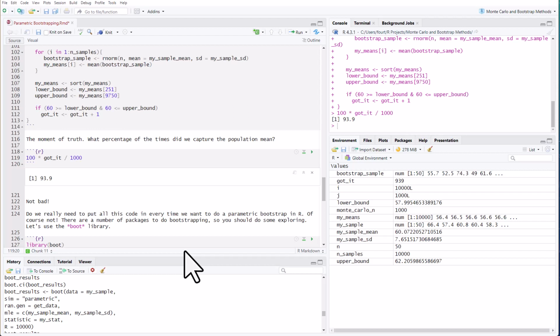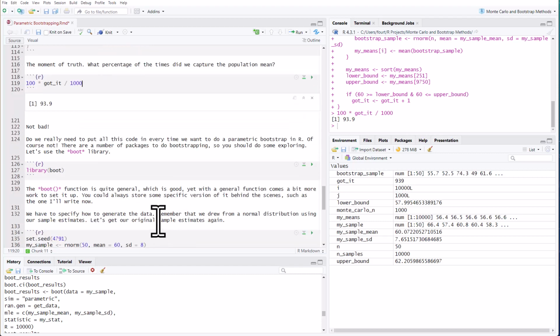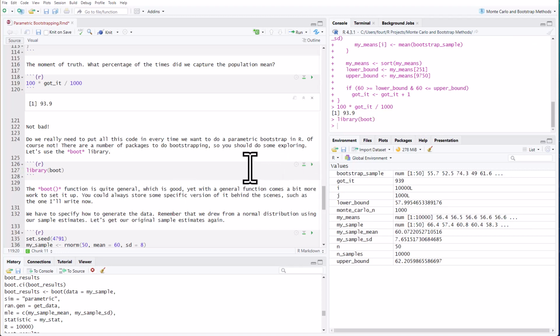Now, do we really need to put all this code in every time we want to do a parametric bootstrap in R? No, of course not. There are a number of packages to do bootstrapping. You should do some exploring. I'm going to go ahead and use the boot library. So I've already installed it on my system. If you want to follow along, you'll need to install it on yours unless you have it already. I'm going to load that boot library.